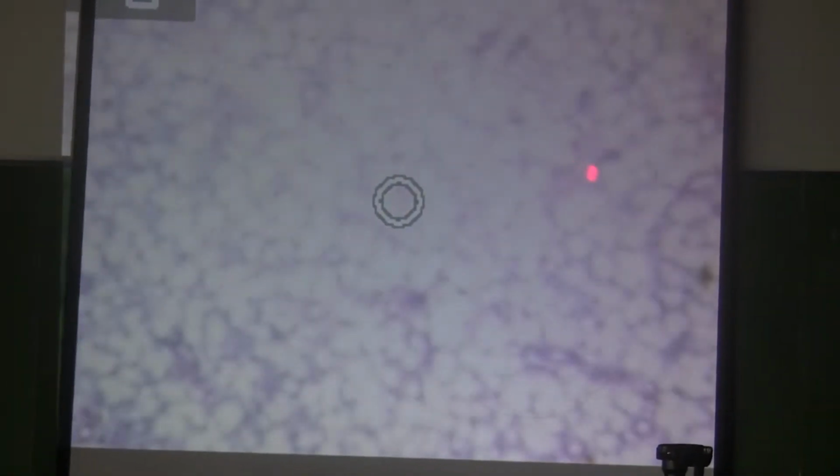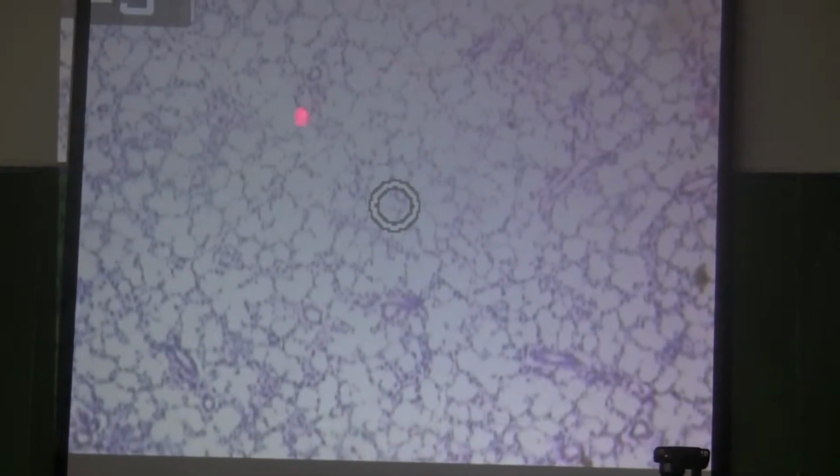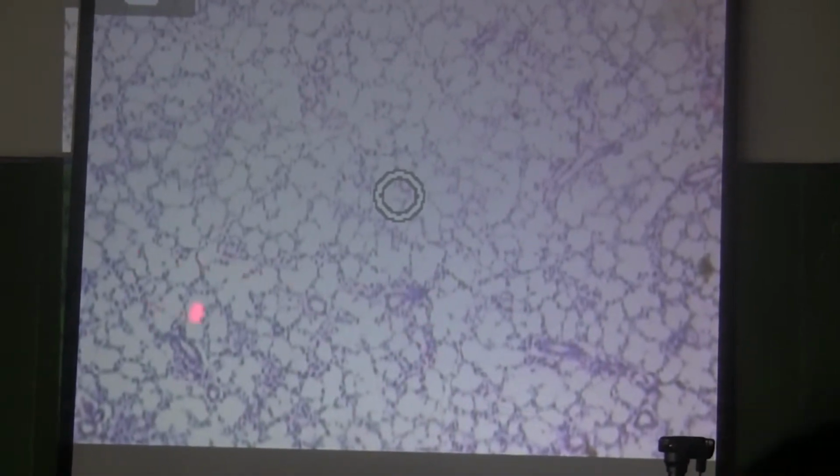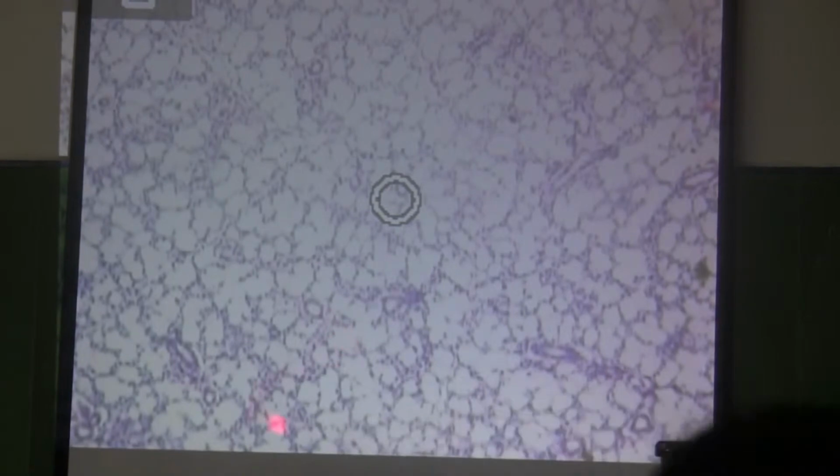How do I know this is the sublingual gland? Because of the predominance of mucus acini. Some darker areas, few darker areas, are serous acini, but the majority are clear, so this is mucus. You can see ducts. These are intralobular ducts.